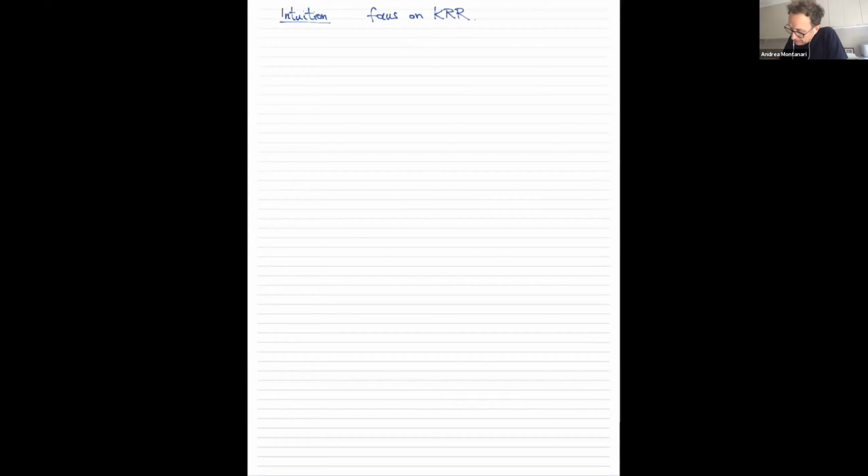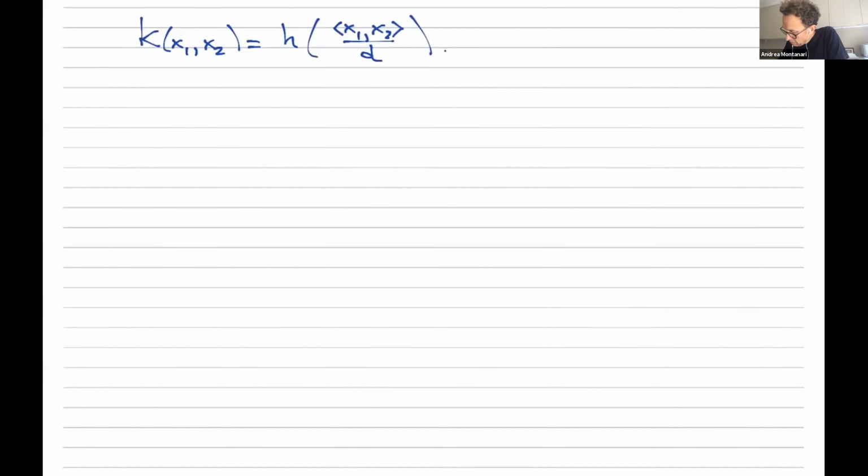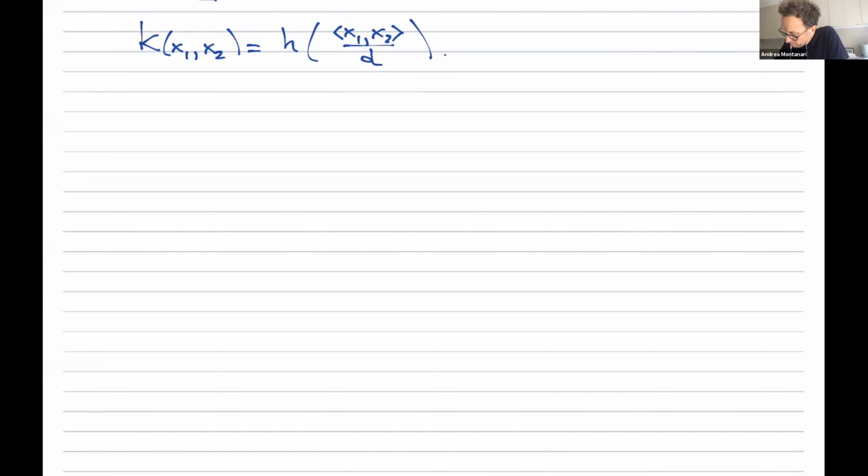But okay, so what is the setting again? We have a kernel K(x1, x2) that is a function of the inner product of x1 and x2 over d. All right, and the most important step, the crucial first step, the very first step is understanding the empirical kernel matrix.